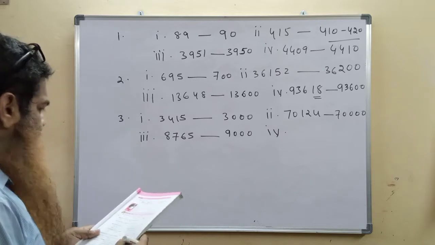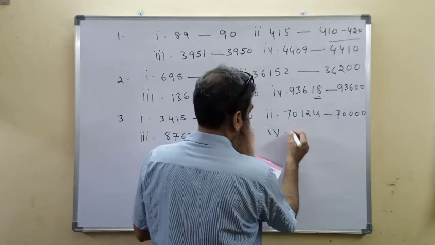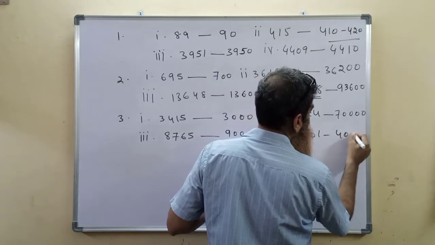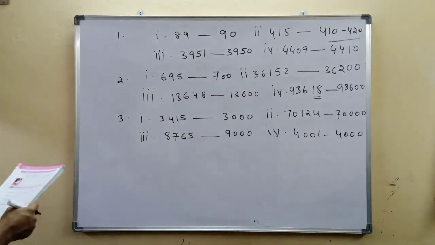So the last bit in the third question is 4,001. Just removing that one solitary one, it becomes 4,000. It is very near to 4,000.